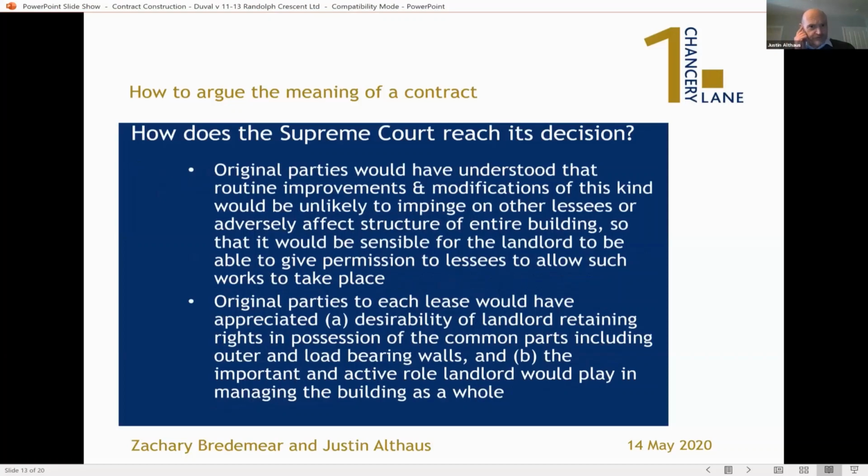First of all, the parties would have understood that routine improvements would be unlikely to impinge on other lessees, so that it would be sensible for the landlord to be able to give permission to lessees to allow such works to take place.